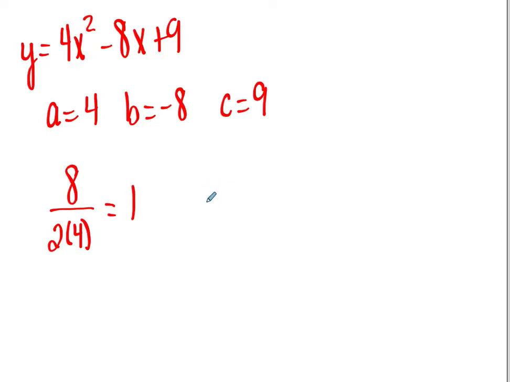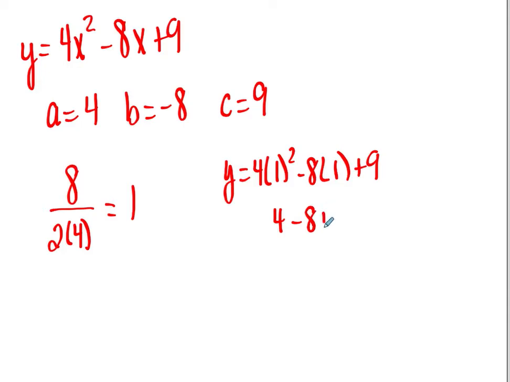I got only half credit for that. Okay. So plug it back in. So anytime you're finding a vertex, it's going to be an ordered pair. So why do you just plug x back into the equation?